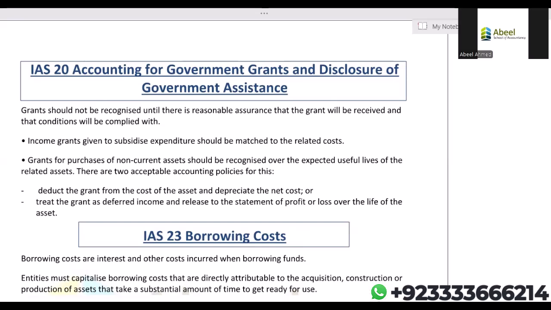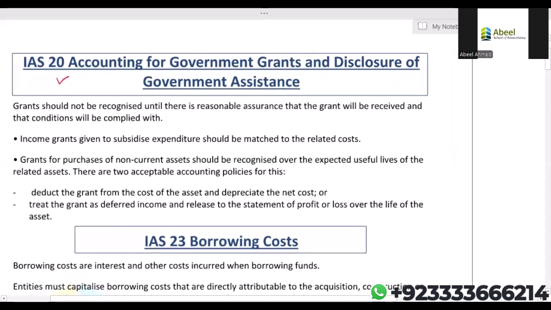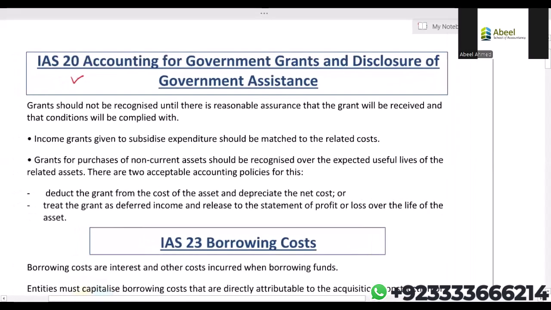Let us quickly do the revision of IAS 20, Accounting for Government Grants and Disclosure of Government Assistance. Of course, in the pre-recorded lectures you are watching, we used the detailed notes, where each and everything is there. The main objective of these short notes is that you at least understand the main areas of the IAS and memorize them.